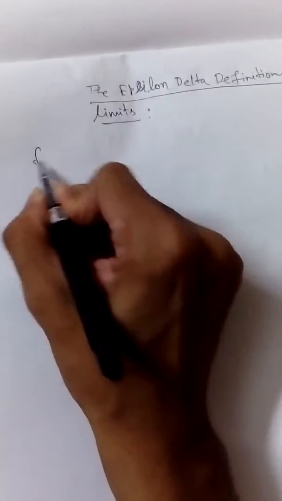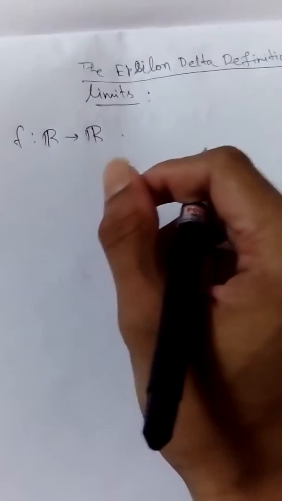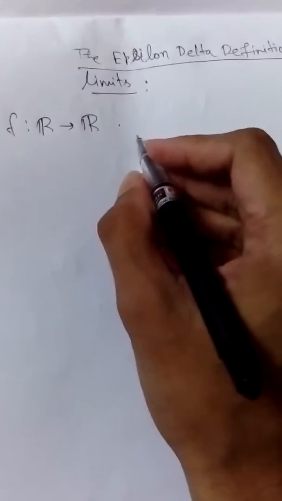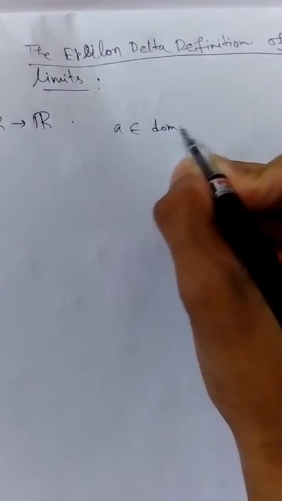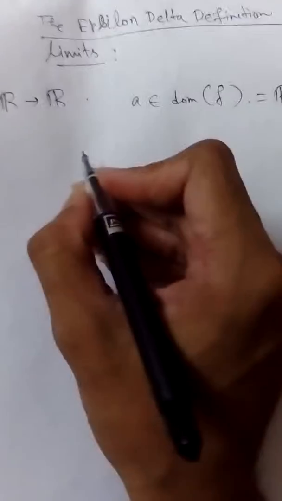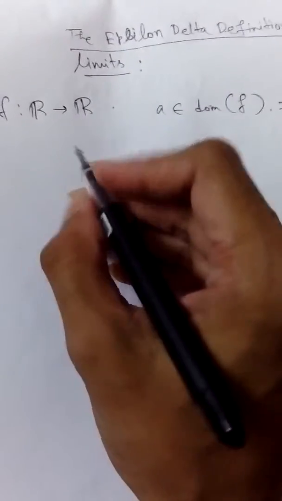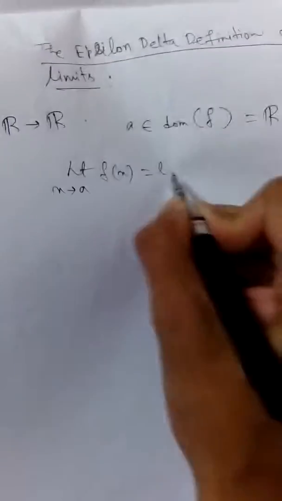Okay, then suppose we have a function of some real number f: R to R, defined by something. Then let in its domain we have a point some a. So a belongs to the domain of f, which is actually R. Then what is meant by this thing? Limit x tends to a, f of x equals L.